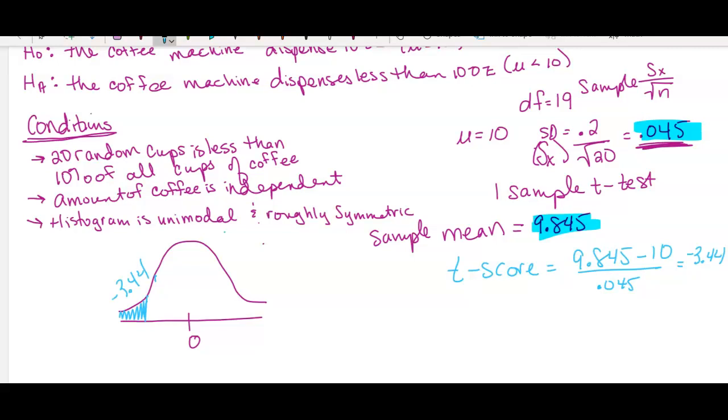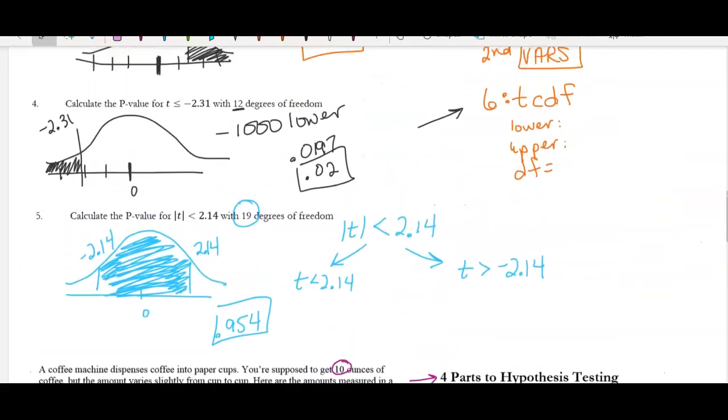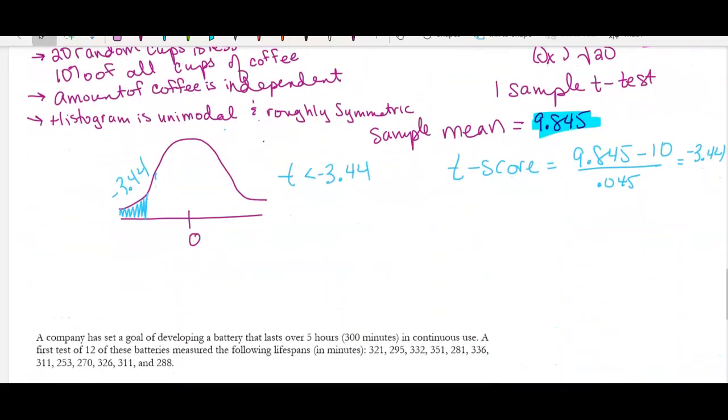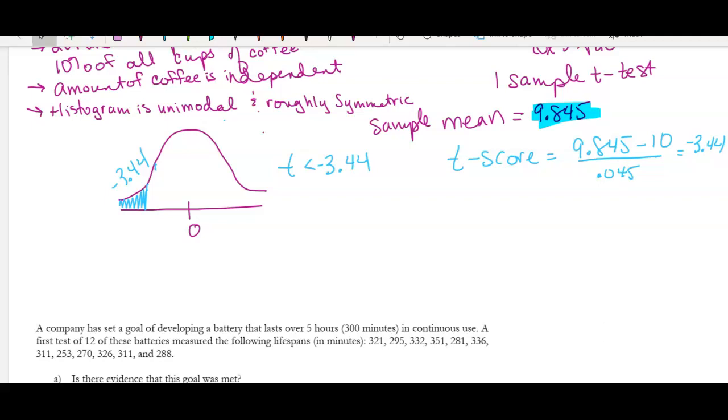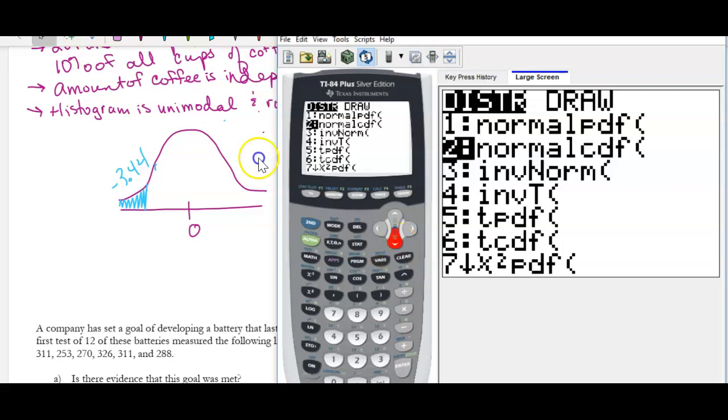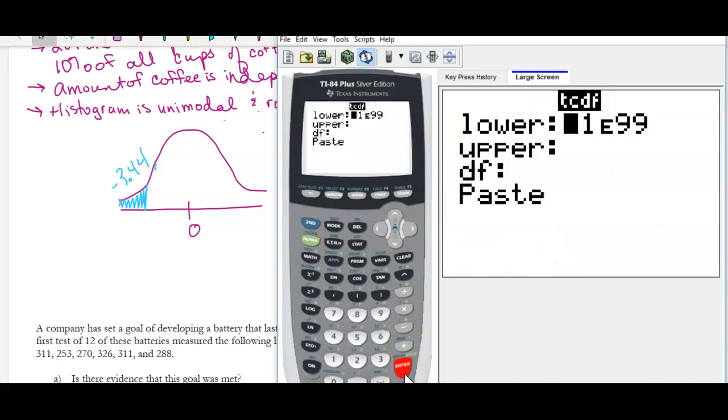That's good. Now what we're going to do is calculate the probability that t is less than negative 3.44. We did that in our notes earlier. Look at these examples up here. You see that? We calculated the t when it's that. So that's the same thing we're going to do. We're going to do our tcdf. So we go 2nd, Vars, tcdf, number 6. I'm going to hit enter. Our lower is just a small negative number, so we'll keep it at that. And then negative 3.44. And then our degrees of freedom, which was 19.